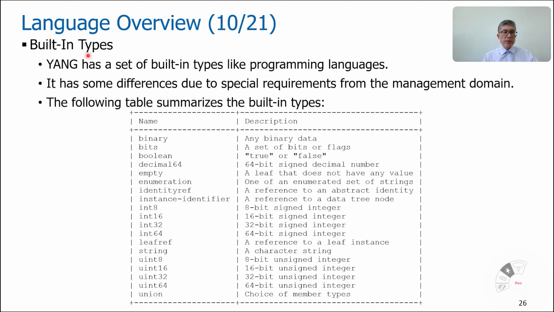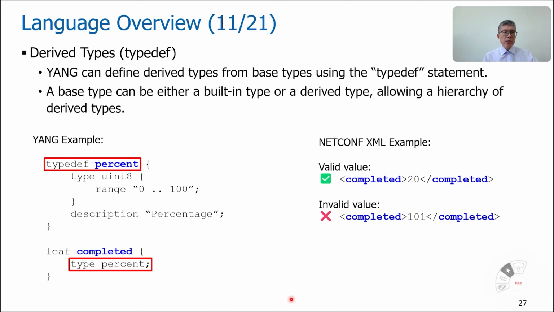Okay. YANG has many built-in types, like the C language. So binary, bits, Boolean, and integers, 8-bit, 16-bit, and unsigned integers, and string, leafref. Leafref is a reference to an already defined leaf instance. And this is union, a choice of member types. So we can define a type using typedef, like in C. So we can typedef, right?